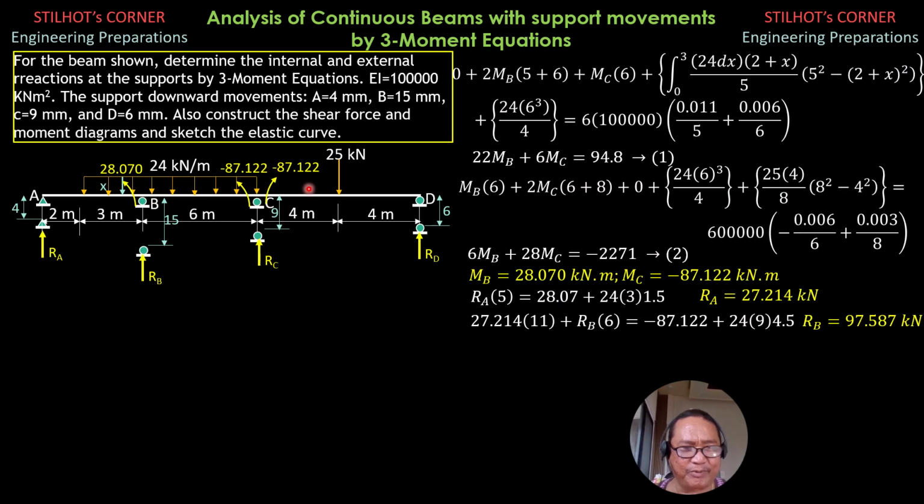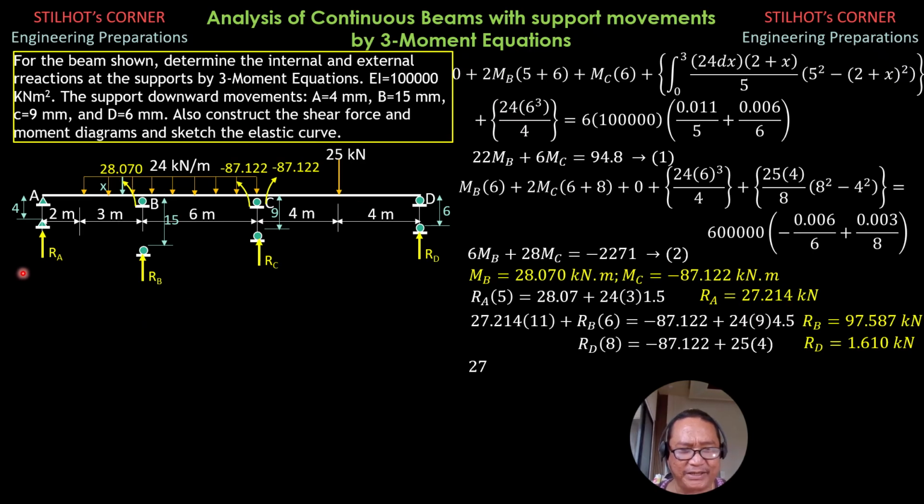Then for portion CD, so this is negative 87.122 because the positive moment supposedly in CD is clockwise, but because it is negative, we carry the sign. Summation moments about C equals 0 considering CD only. RD times 8 equals negative 87.122 plus 25 times 4. So RD is equal to 1.610 kilonewtons. Finally, considering the entire system, summation moment about D equals 0, clockwise positive.